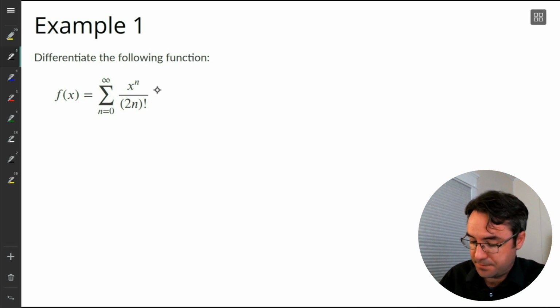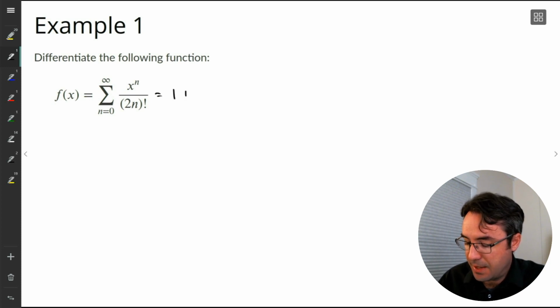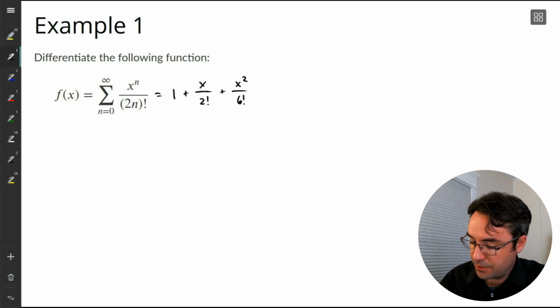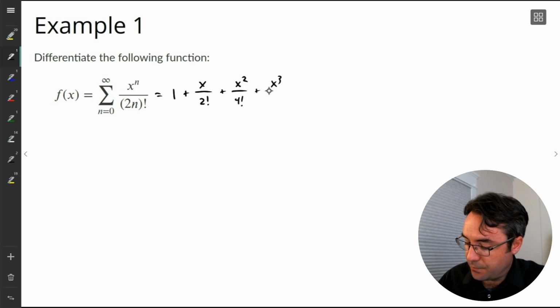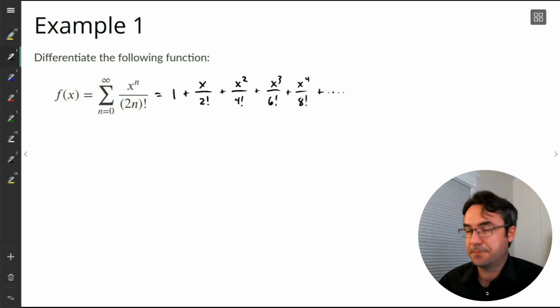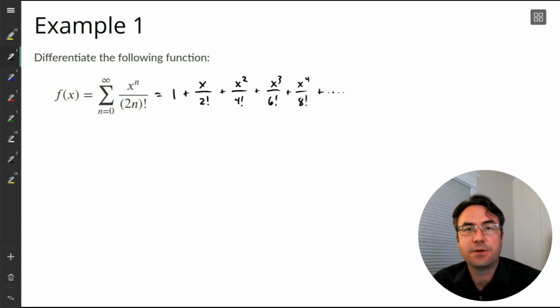first few terms here. So when n is 0, we're going to get 1. And then when n is 1, we get x over 2 factorial. And then we'll have x squared over 4 factorial, and then x cubed over 6 factorial, and maybe one more: x to the 4th over 8 factorial. And this keeps going. All right, so let's calculate the derivative of this.